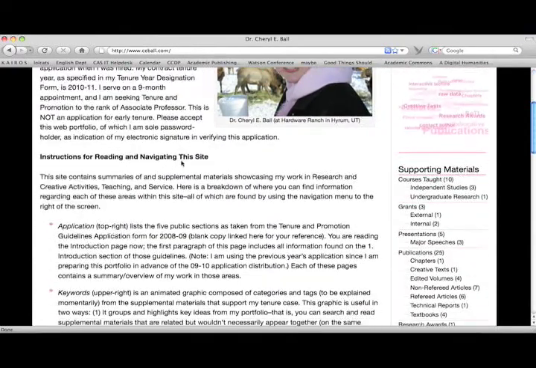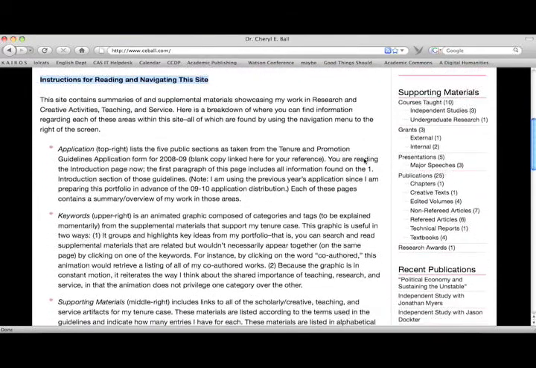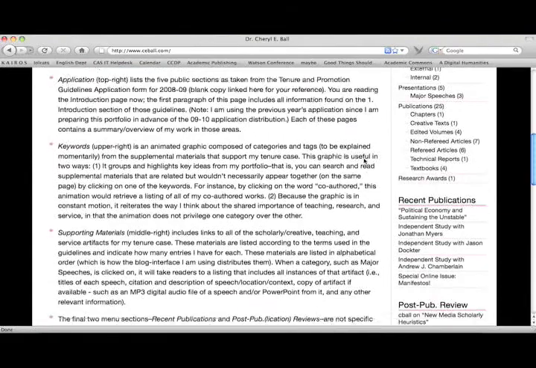In addition, on the main page of my blog are navigation instructions which will point readers towards different sections of my portfolio and how they compare to the print application guidelines.